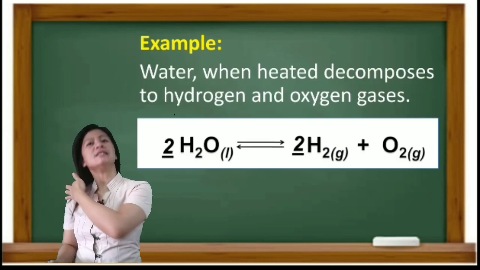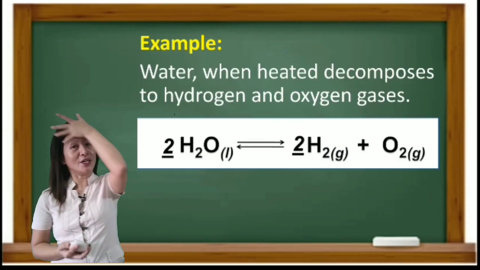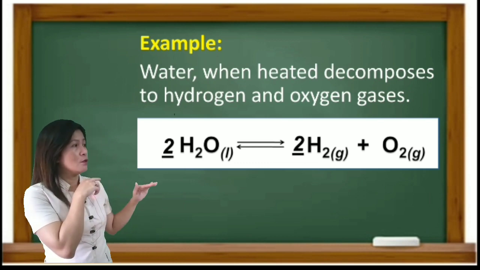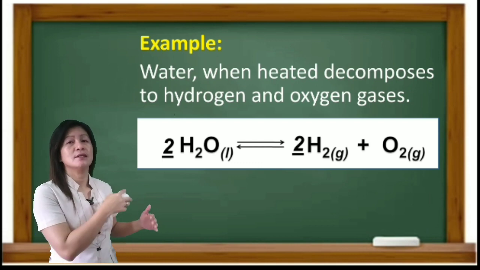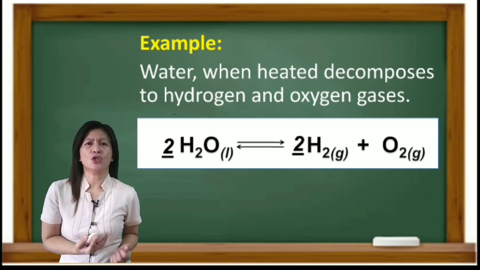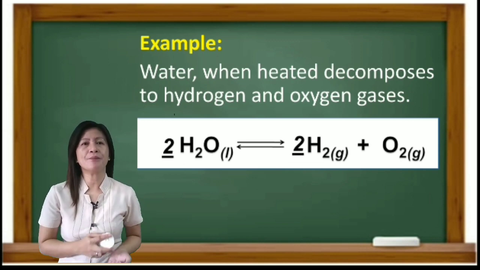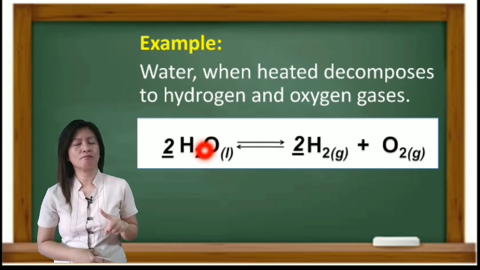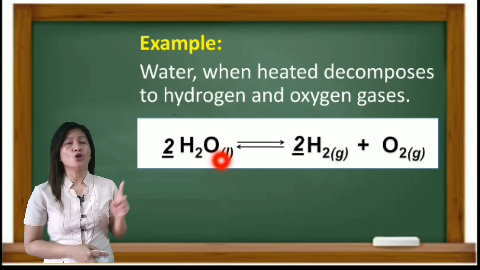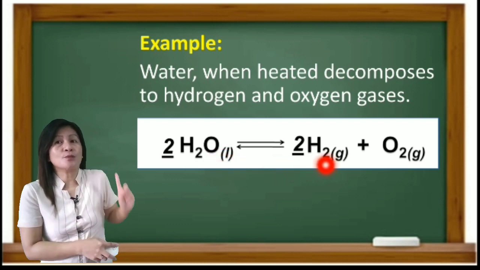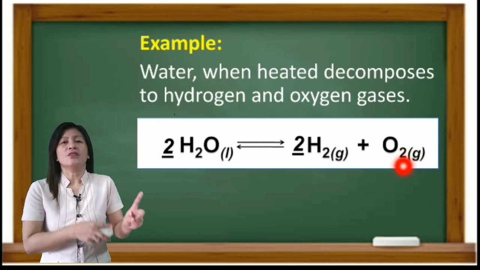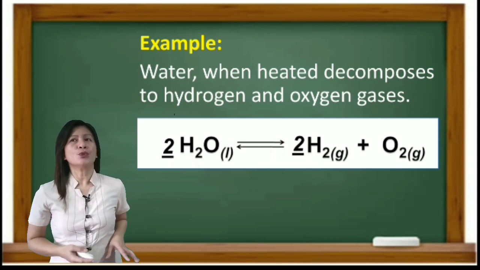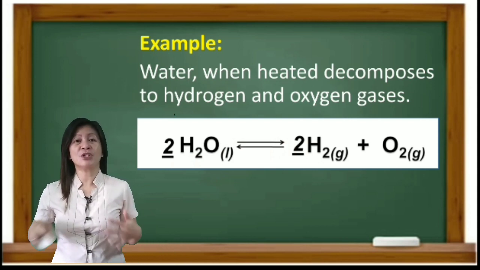Let's have this example, going back to our example earlier. We have written the reaction earlier as H2O forming hydrogen and oxygen gases. So how do we balance equations? Initially, water has 2 atoms of hydrogen and 1 atom of oxygen. After the reaction, there are 2 atoms of hydrogen and 2 atoms of oxygen. This is the reason why we need to add certain numbers in order to adjust the numbers of atoms.